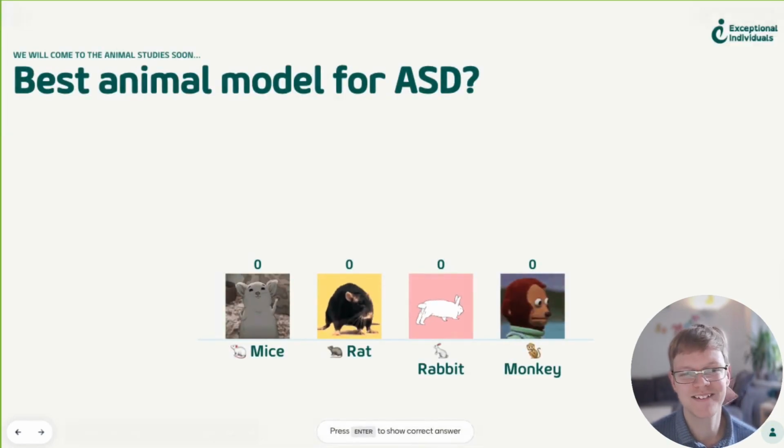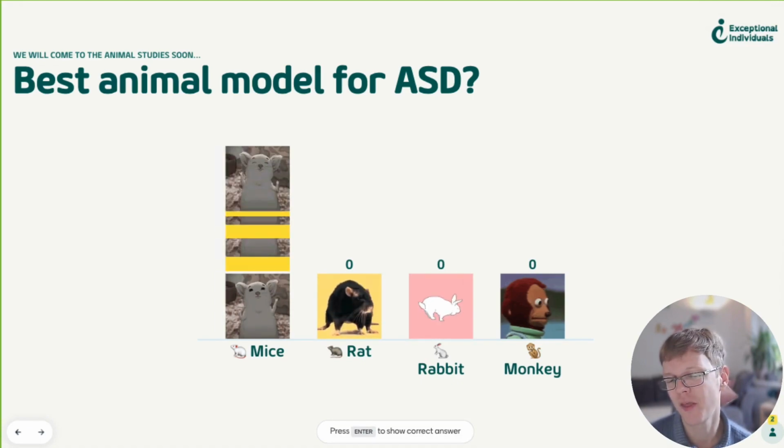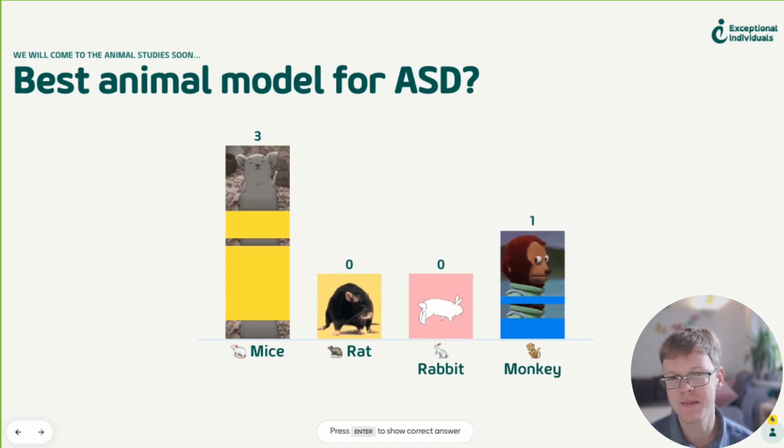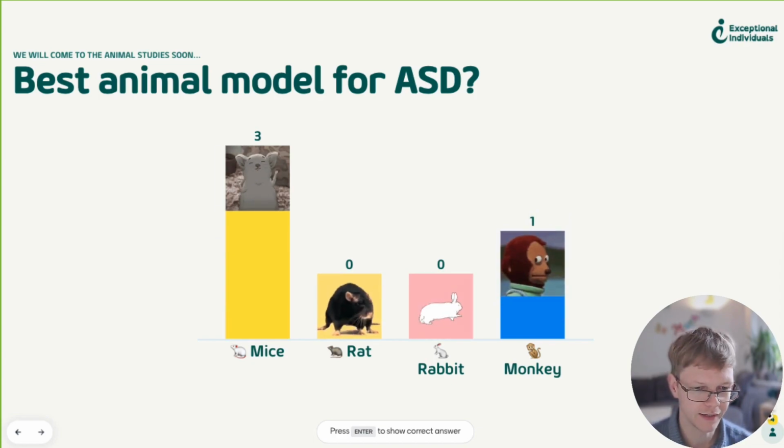What do you reckon is the best animal model for ASD, Autism Spectrum Disorder? What animal do you think is best to use as a base model for autism? Okay, nice. Okay, easy. This is interesting. Most say mice, one says monkey.